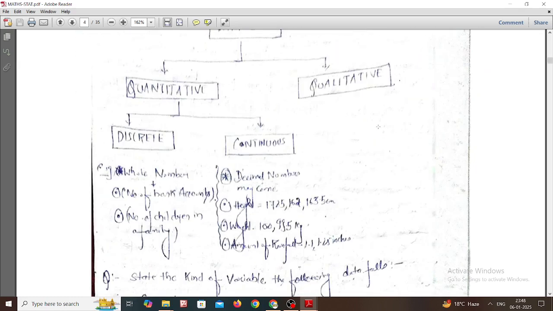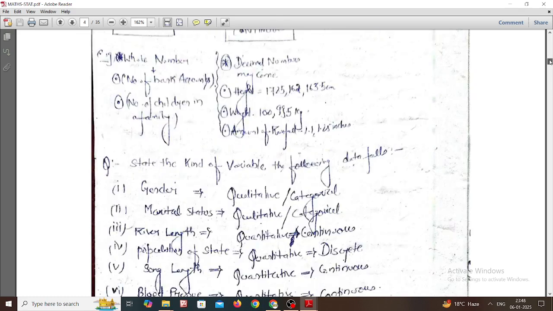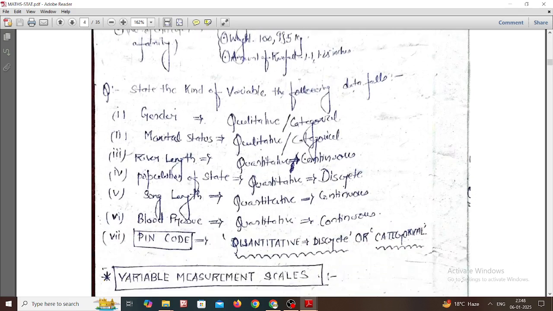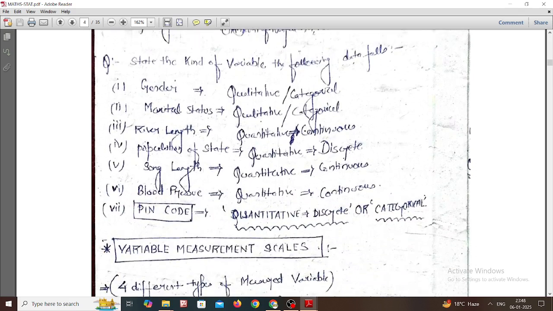So if you see this criteria, now there are a few examples based on this criteria. Like what kind of variable is gender? Gender is a qualitative or categorical variable. Marital status: what can be the answer? Married, unmarried, divorced, anything like that, wherein we are not getting any numeric figure. So it is a qualitative or categorical variable.